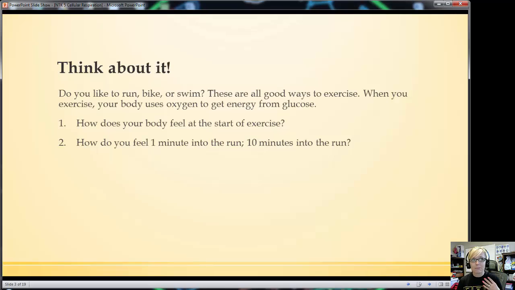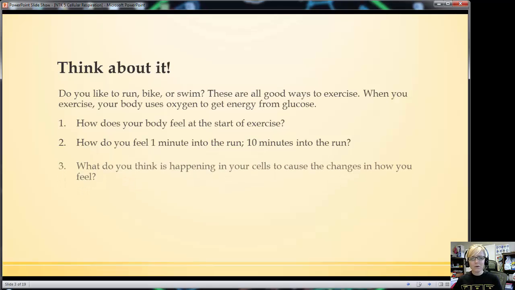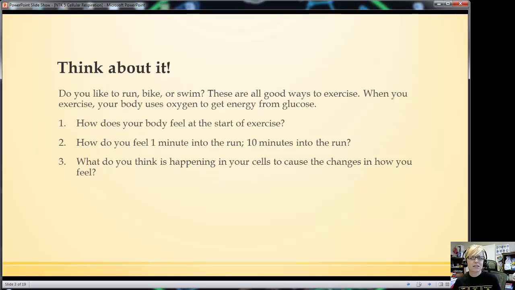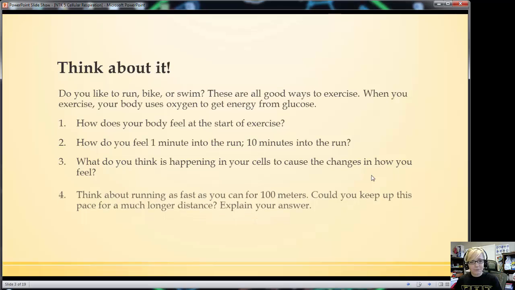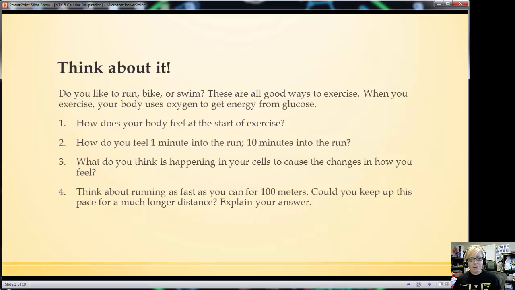Why might your blood be moving more quickly? You know, your blood delivers oxygen to cells. What do you think is happening in your cells to cause the changes in how you feel? How come you might feel more tired or exhausted the longer you run? Think about it at the cellular level. What might be happening there? And think about running as fast as you can for 100 meters. Could you keep up that pace for a much longer distance? Why or why not?